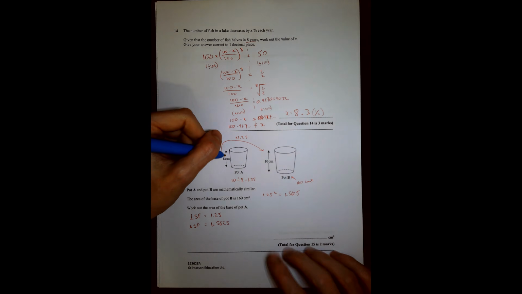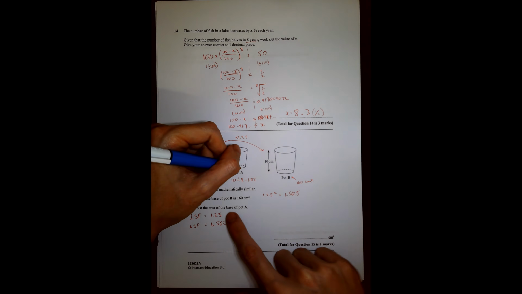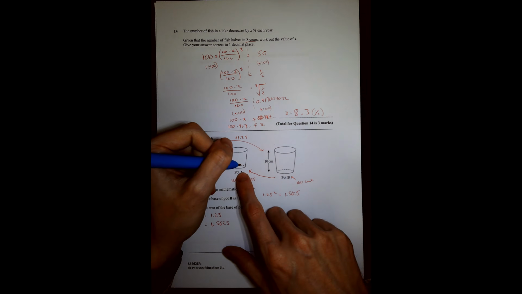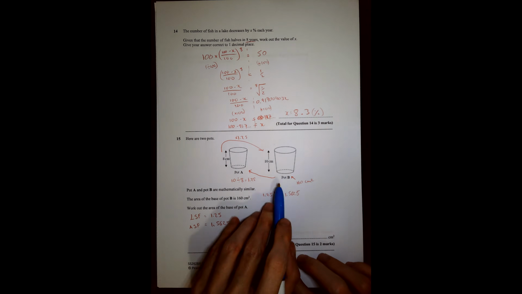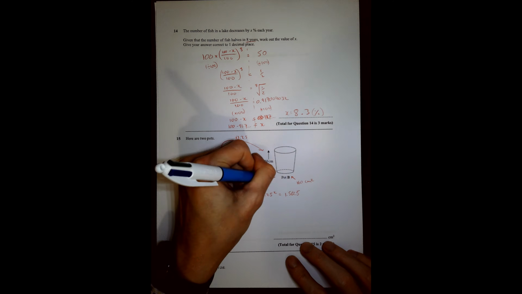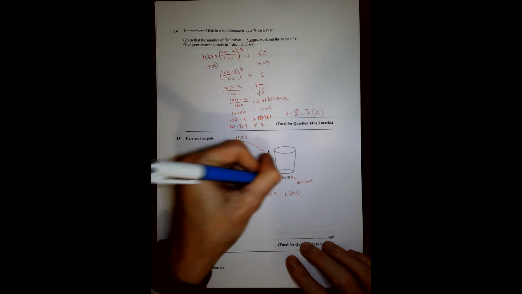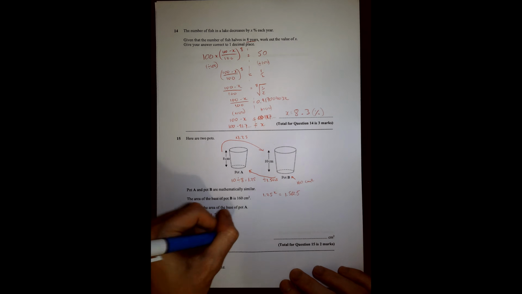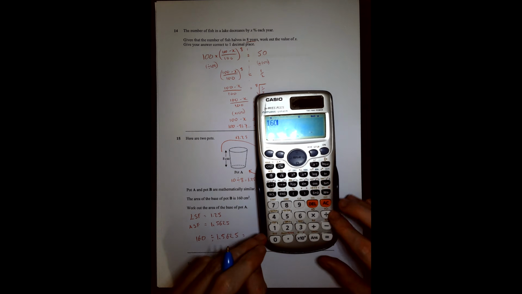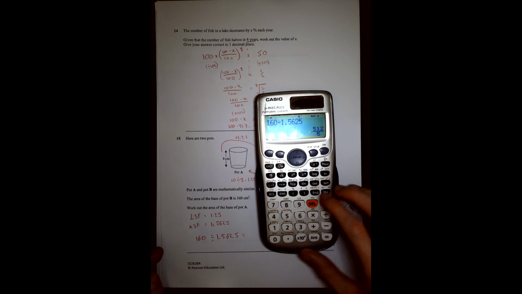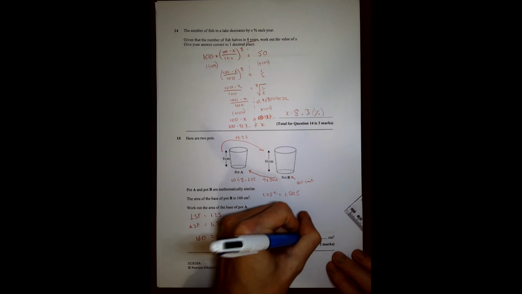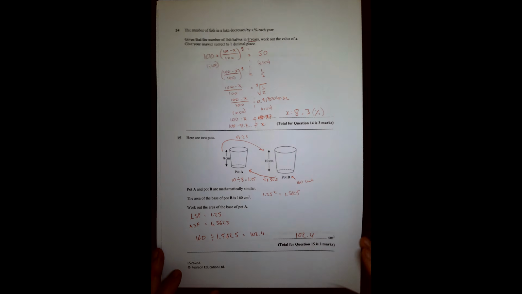Now, I need to work out the area of the base of pot A. So I need to go back this way. I'm going from an area to an area, so I need to use my area scale factor. Now, because I'm going from the bigger one to the smaller one, I'm not going to times by my scale factor, I'm going to divide by 1.5625. So 160 divided by 1.5625, that will give me my answer, which is 102.4 centimeters squared. Super. Question 15 done.